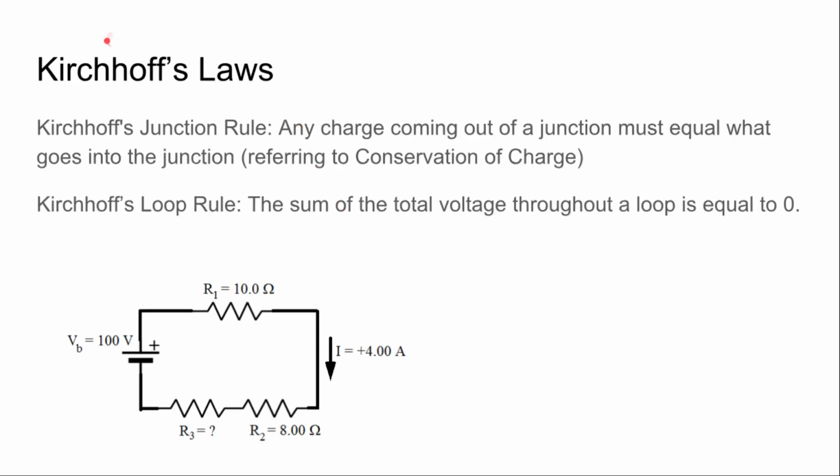So what are Kirchhoff's laws? The two Kirchhoff's laws you need to worry about in this class are Kirchhoff's junction rule, which is that any charge coming out of a junction must equal what goes into the junction, specifically referring to current. This is referring to conservation of charge. And Kirchhoff's loop rule: the sum of the total voltage through a loop is equivalent to 0. So when you need to solve for unknown currents or unknown resistances, you can use that method to figure those out.